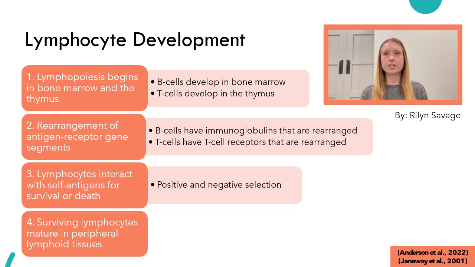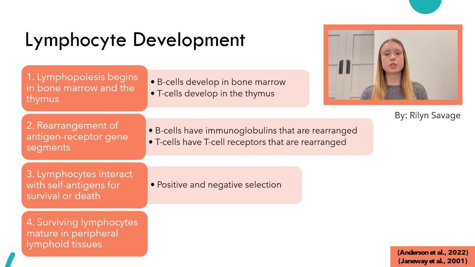After gene rearrangement, the survival or death of a lymphocyte is decided through a process of positive and negative selection. When a lymphocyte has receptors that interact weakly with its self-antigens or bind self-antigens in a certain way, it is destined to survive. When a lymphocyte has receptors that bind strongly with self-antigens or interact strongly with self-antigens, it is destined for death. Finally, the lymphocytes that survived are then sent to the lymphoid tissues to finish maturing.